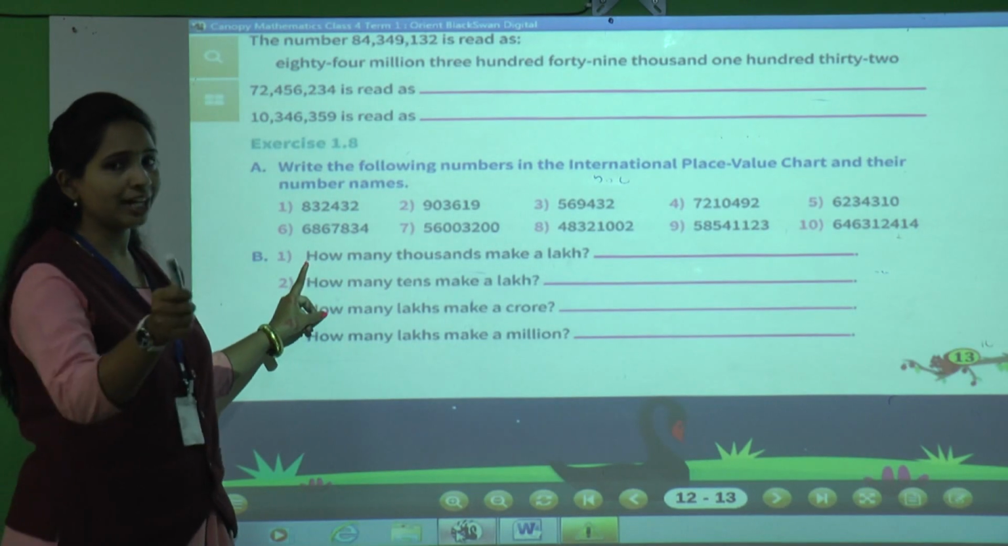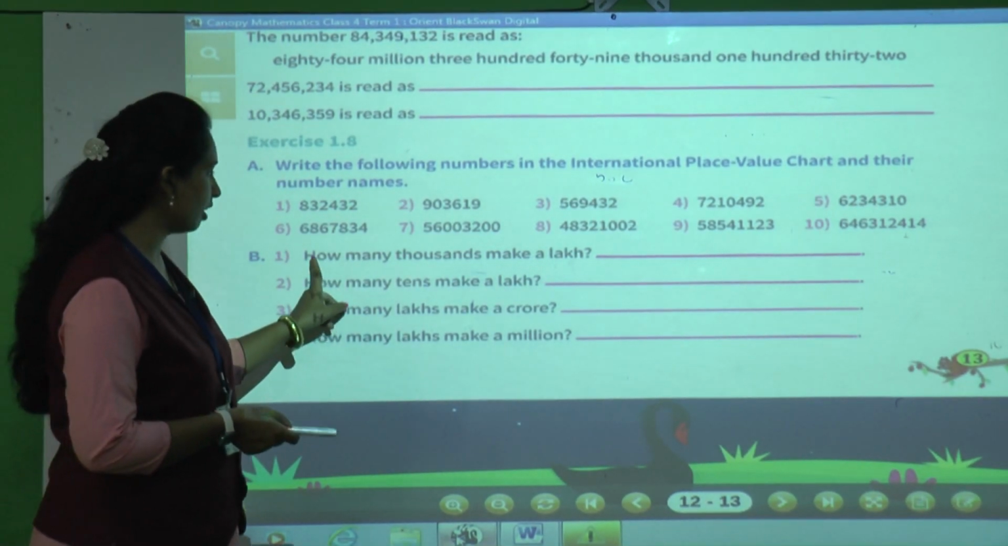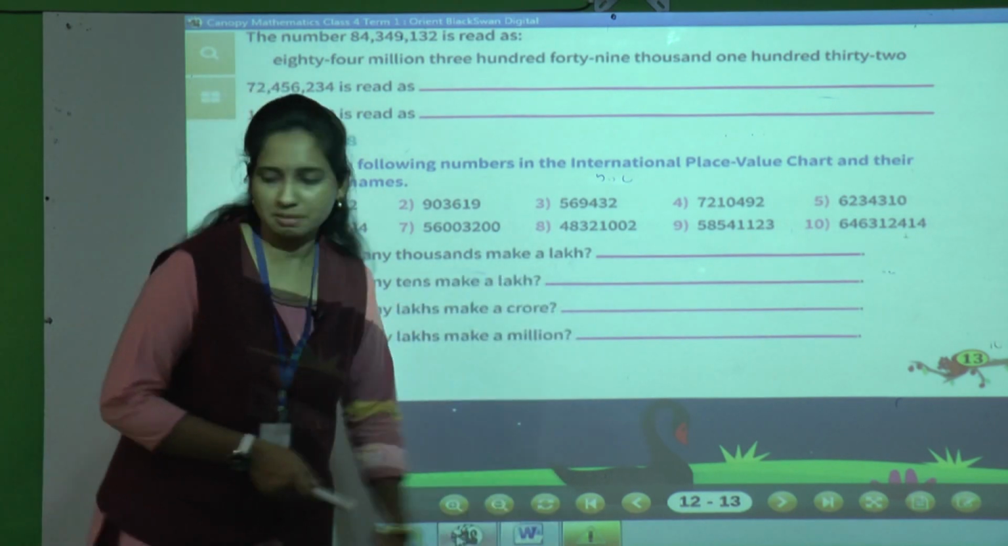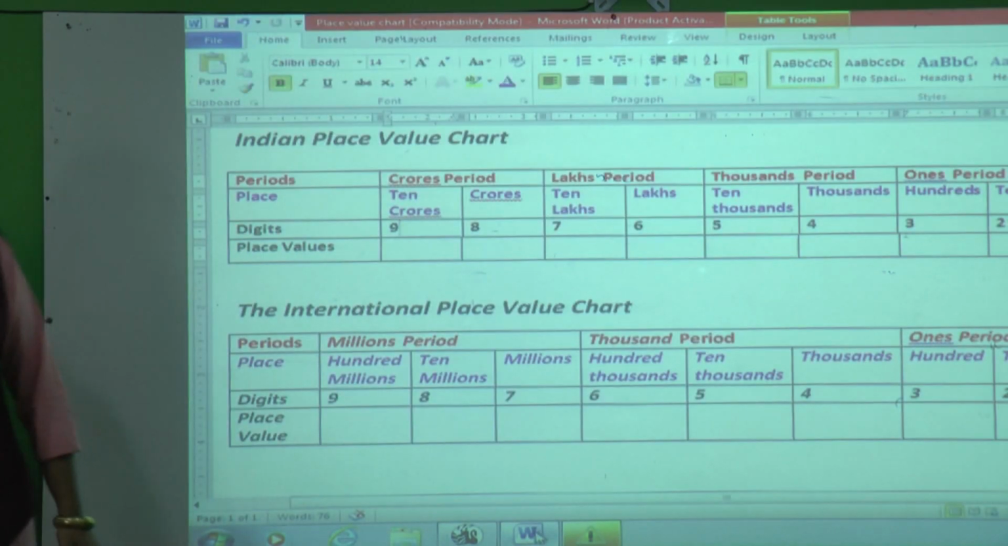See, keep in mind, you have the textbook in front of you. Just look at the question: how many thousands make a lakh? I will explain here through the chart. What is the question?